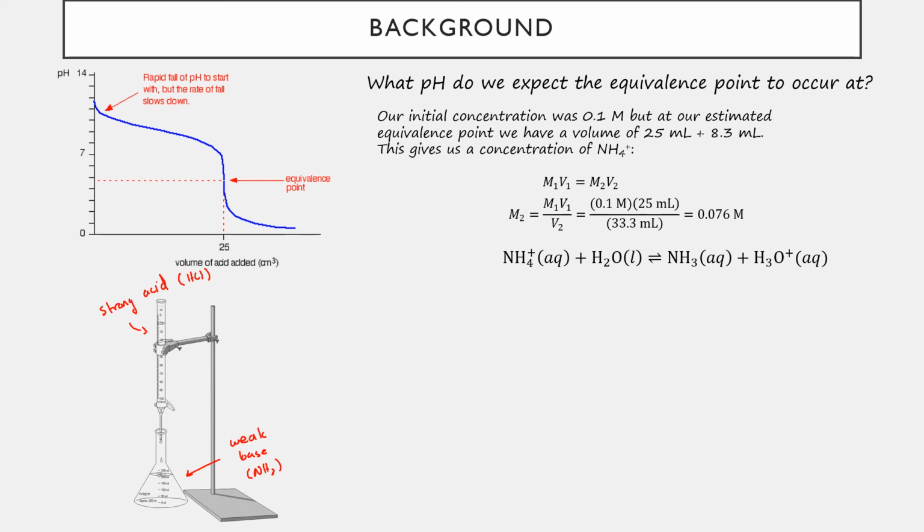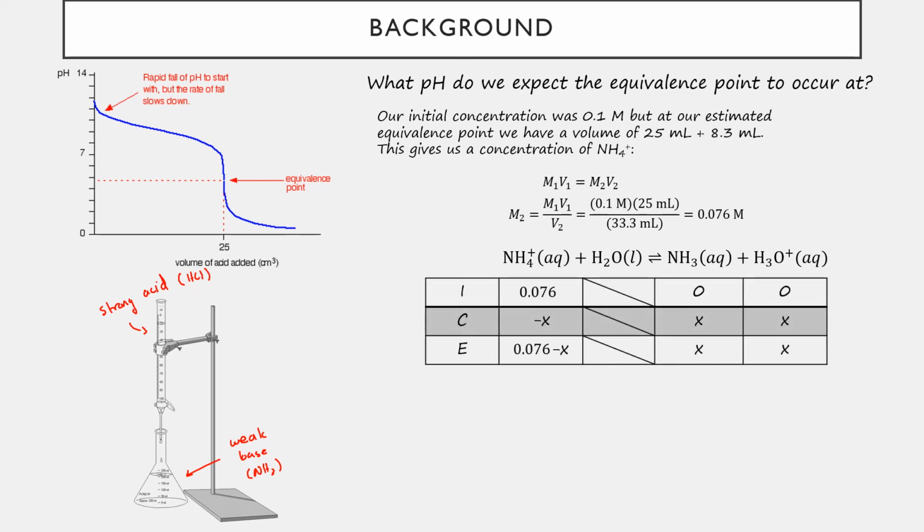We have the ammonium ion reacting with water to yield NH3 and hydronium ion at the equivalence point. All we're left with at that equivalence point is just the ammonium ion, which is acidic. And so when we do a titration of a strong acid with a weak base, we should expect an equivalence point that has a pH that is less than 7.